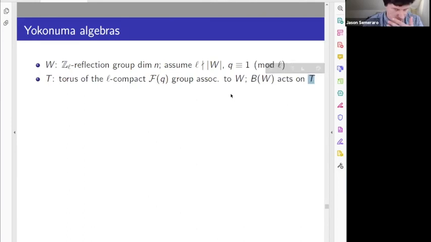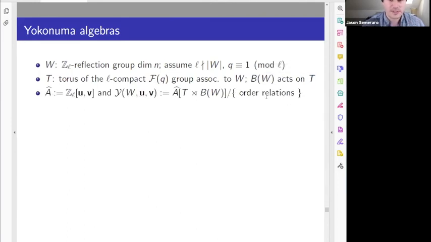Okay, so that's nice. Given this action, we can form the group algebra. This is like some sort of central extension of the Hecke algebra, but with T now sitting underneath. And we can do an analogous construction of the Hecke algebra where we mod out by some different order relations given in terms of elements of T and also the reflections in the braid group of W. So it's a larger algebra, and that's what we mean by the Yokonuma algebra.